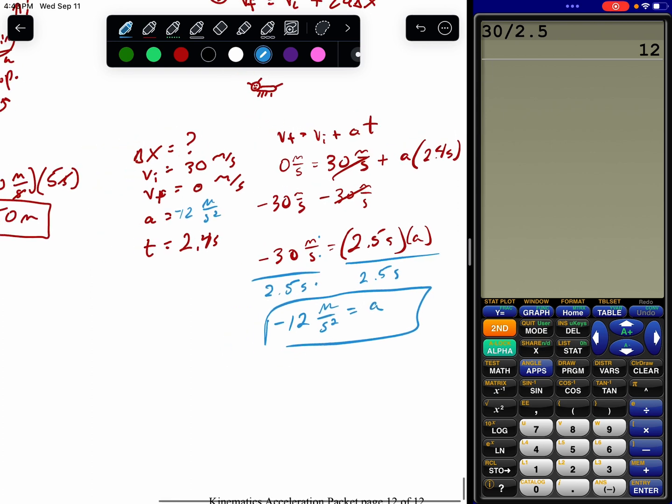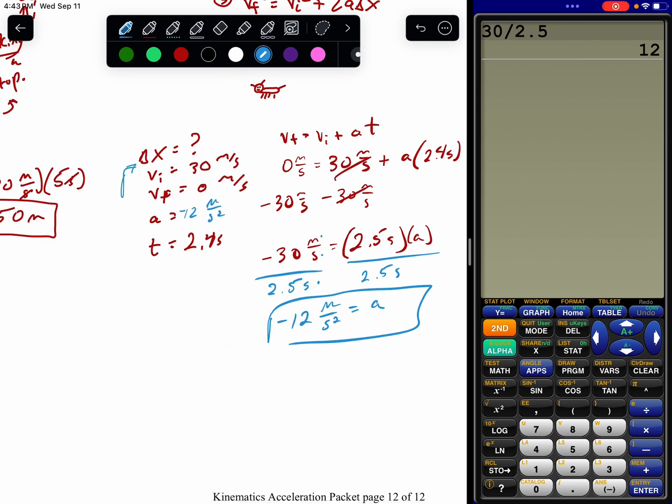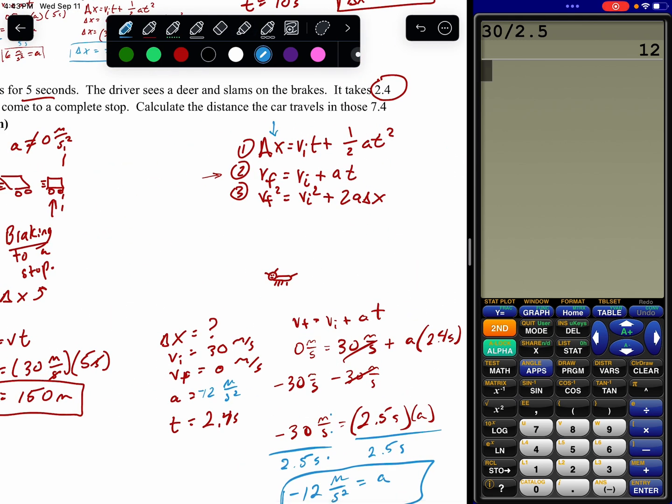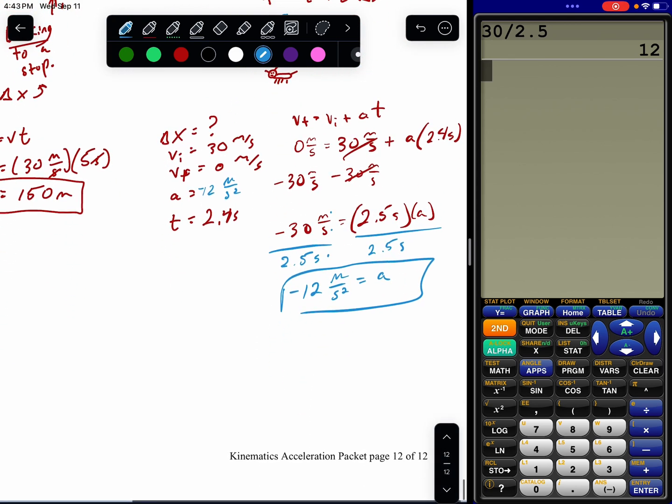Awesome. I'm going to go ahead and put that negative 12 meters per second squared there in the variable list, because now we want to solve for delta x. So let's go ahead and take a look at what options we have. We can use this equation. This one already has delta x on the left side there. This one we can use as well. I think we used equation 1 last time. Let's go ahead and use equation 3.